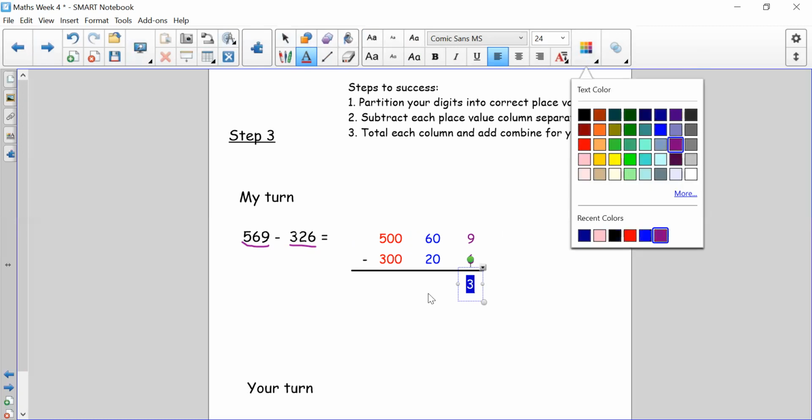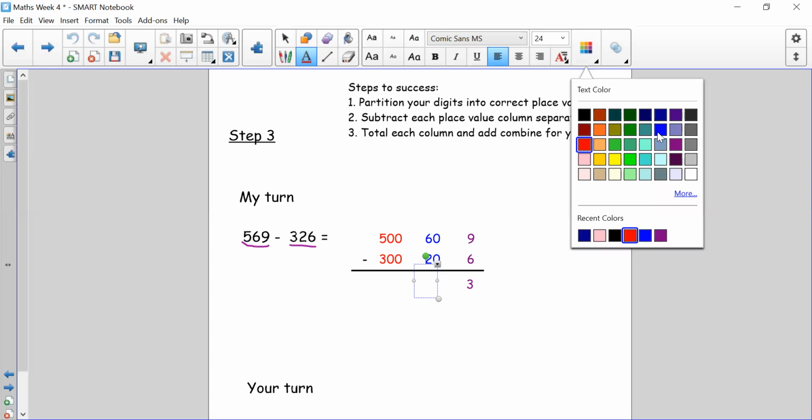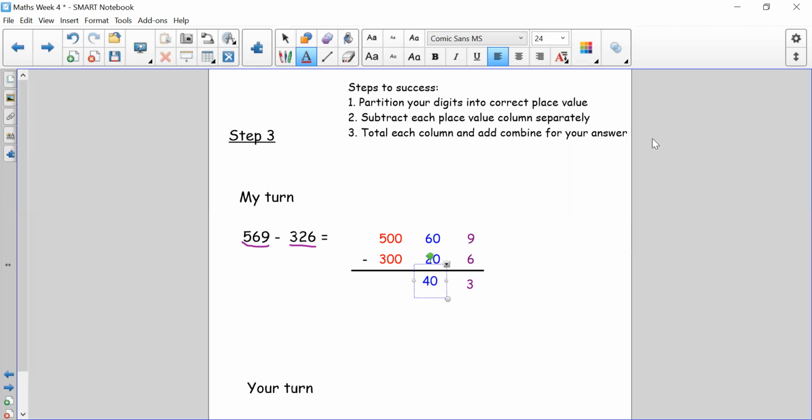You can count backwards. You could use a number line to help you. It is entirely up to you how you do that. 60 take away 20. Well, I know that 6 take away 2 is 4. So 60 take away 20 is going to be 40. Can you see how I'm using what I already know to help me with these calculations?